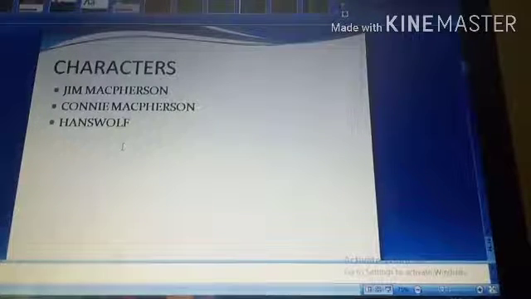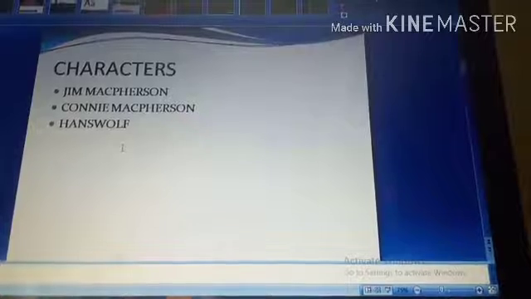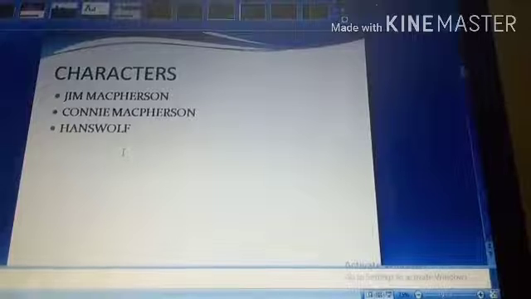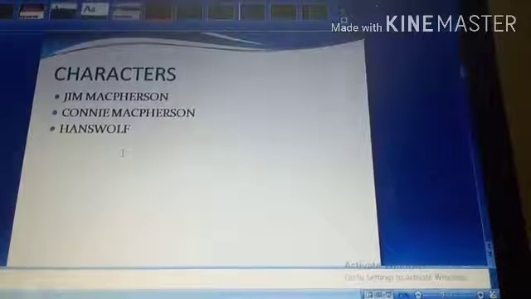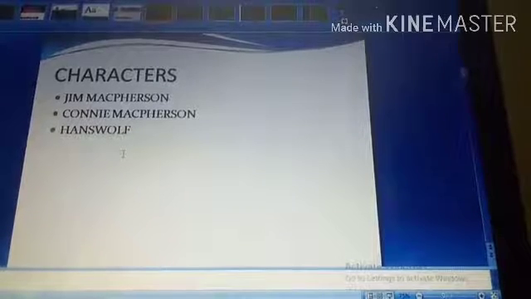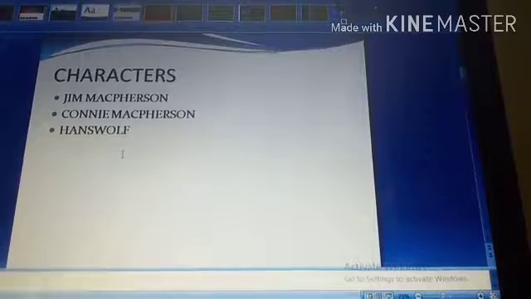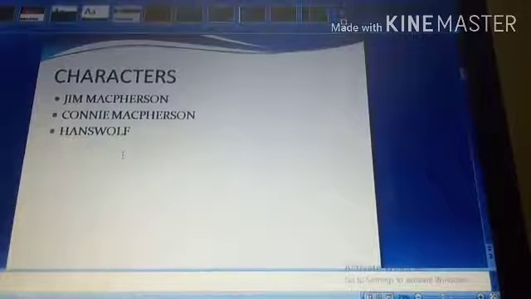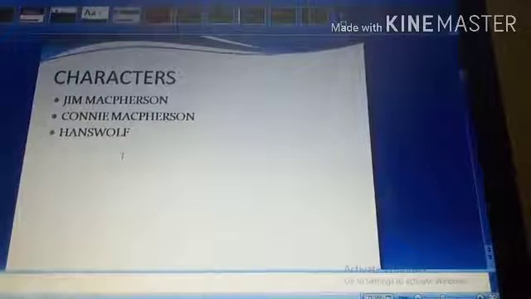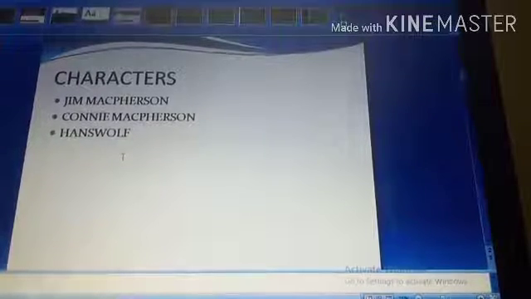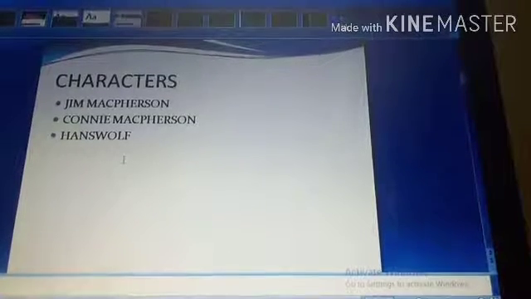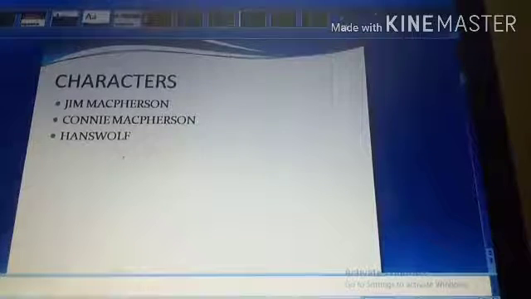For example, for characters, you need to draw a flow chart and just write the characters who are there in that particular story. The first chapter is The Best Christmas Present in the World, and the characters are Jim McPherson, Connie McPherson and Hans Wolf. So what happened to Jim? Who is Connie and who is this Hans Wolf? How was Connie kept in the hospital and what was she waiting for, and why is the chapter named The Best Christmas Present in the World?